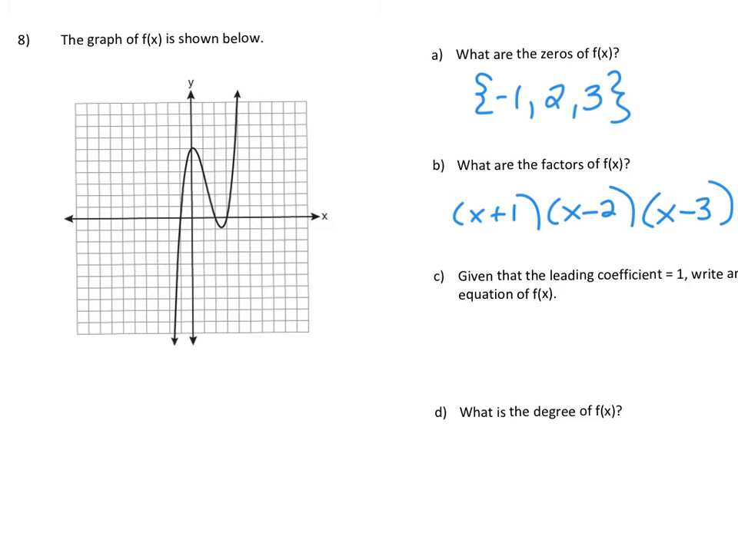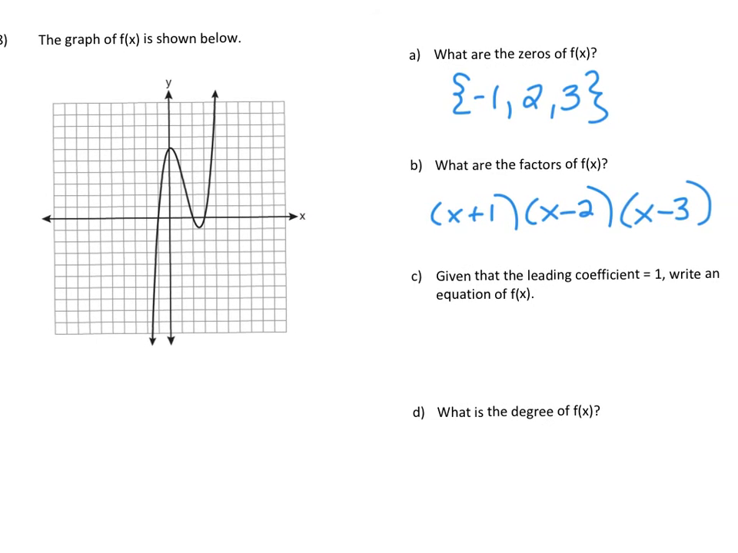Okay, so in letter C, let me just move this over a little. Given that the leading coefficient equals 1, write an equation for f of x. All we have to do is write f of x equals, and the leading coefficient is 1, so you're going to put a 1 after the equal sign. Because it's a 1, you technically don't even need it.